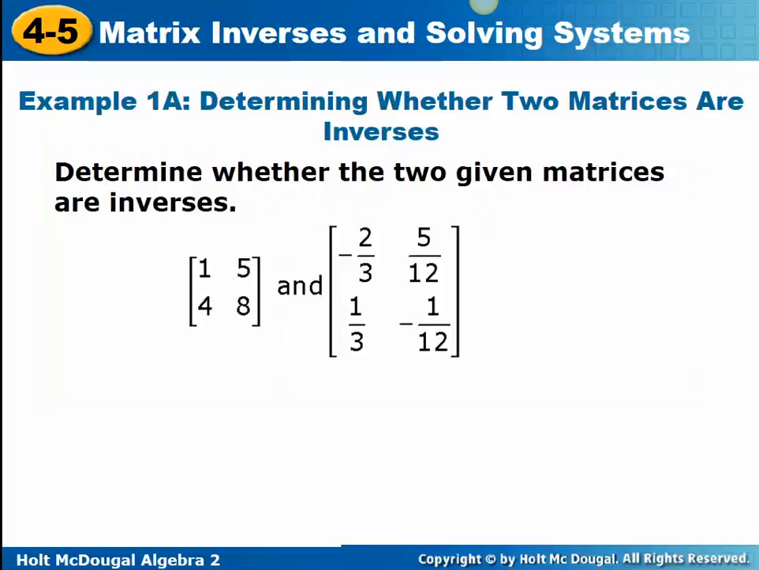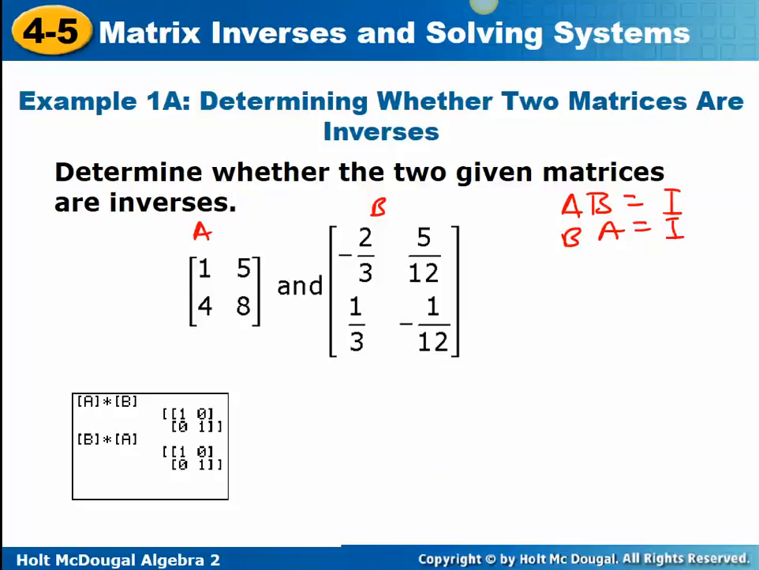All right, so we want to check if these two matrices are inverses. So we need to multiply them. If we call this A and this B, we need to check if A times B equals the identity matrix and if B times A equals the identity matrix. You could do this the way you learned how to do matrix multiplication in 4.2, I think it was, or you can use your graphing calculator, or you can use the online matrix calculator that I have linked to in your assignment and in your folder.